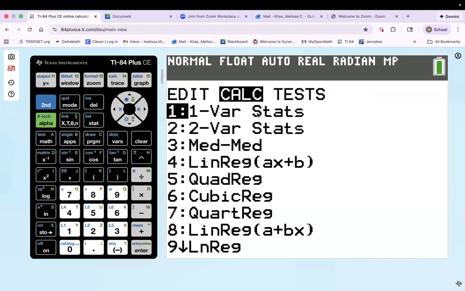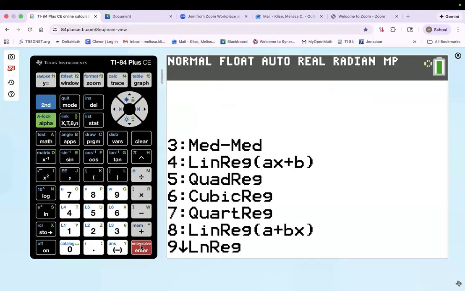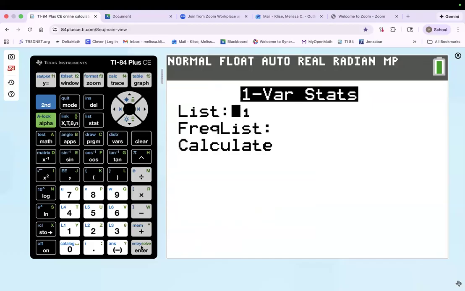What we want is one var stats. This stands for one variable statistics. We have one variable. Our variable is test scores. We have one variable. We want one variable statistics, one var stats. You're going to hit enter. So we put our data into list one.